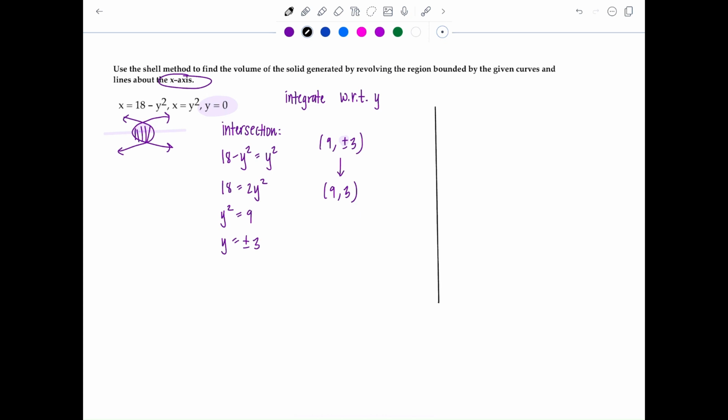Again, you could choose to spin either the bottom half or the top half. It's just that since y equals 0 is bounding it, you're not spinning the whole region. I know I need 9, 3 on there, and then 18, and then 1, 2, this is 3. Okay. So they intersect here.